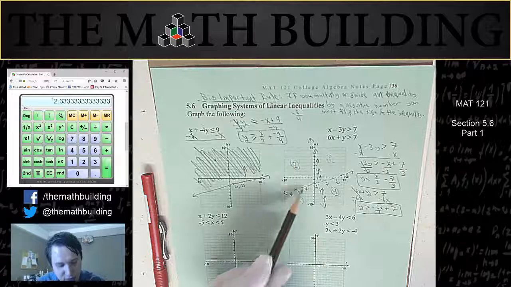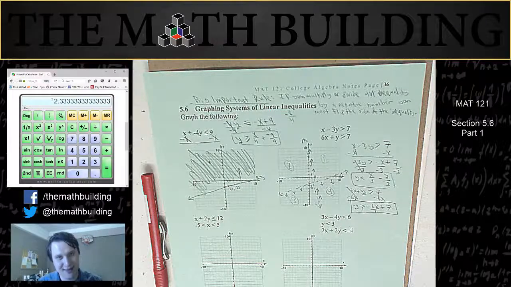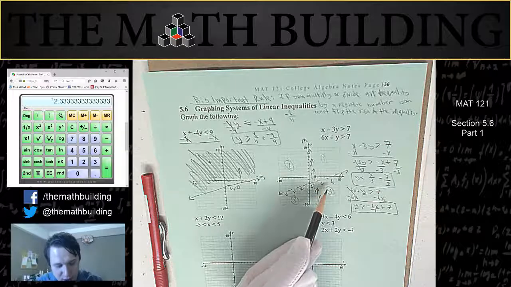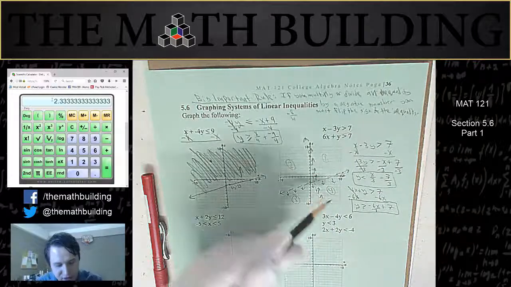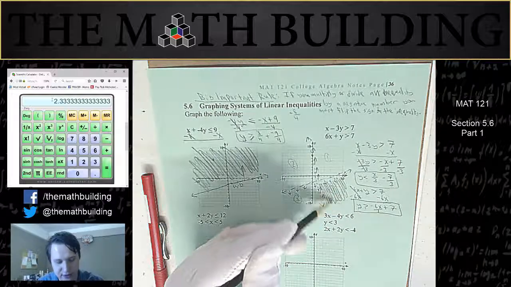So based on my arrows, can you see where they overlap? Is it 1, 2, 3, or 4? And the answer is region 4. We're down below this line, but above this one. And so here is where you would shade. All the answers are down here.